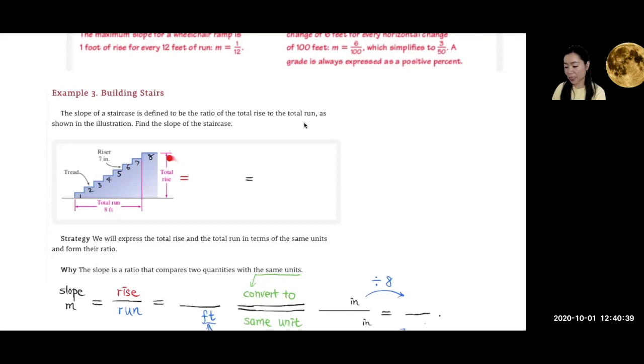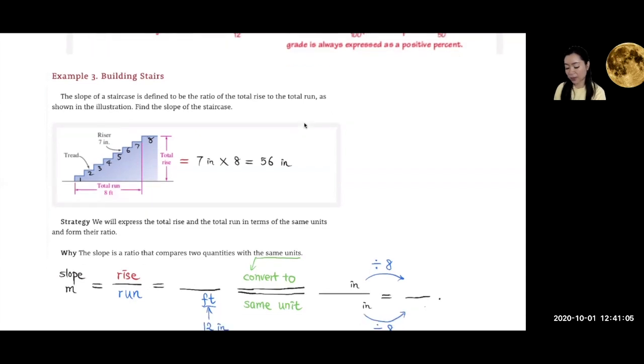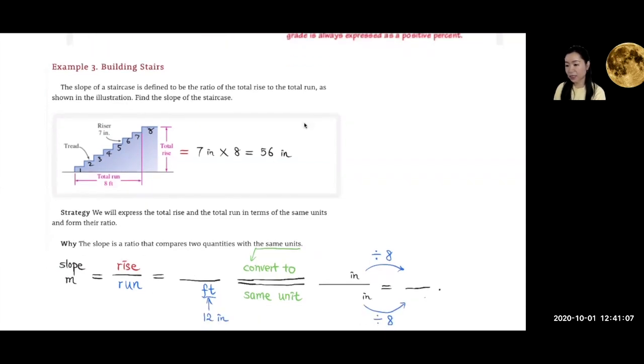So the total rise here will be 7 inches for 1 step, times 8 steps. So we have 56 inches. So from here to here, it goes up 56 inches. So that's the total rise. And what about the run? The total run here is given to be 8 feet. Now we try to find the slope here. Slope is rise over run. So rise here is 56 inches, and run here is 8 feet.